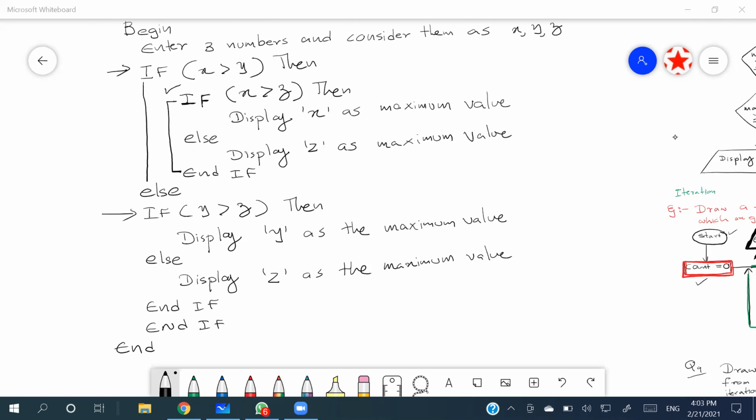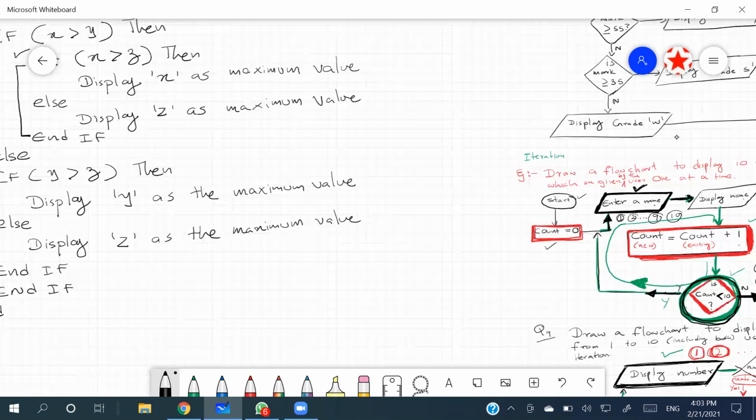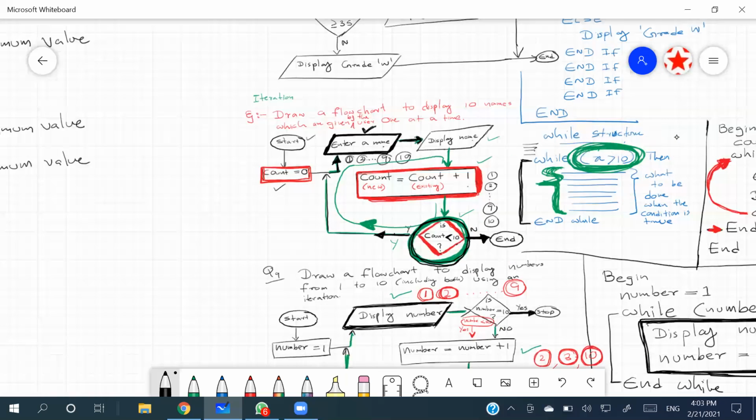So if you're done with this thing, is there anyone still getting this thing down? Right. Can we move then? Let me know if you need that particular screen again, right?